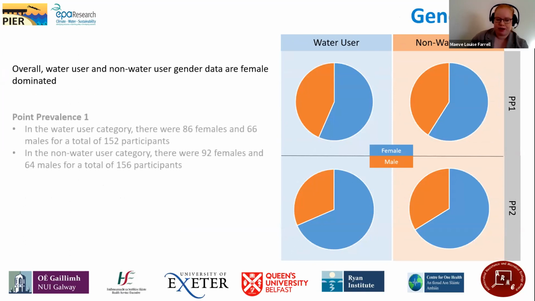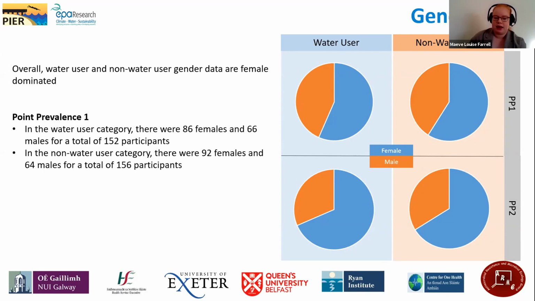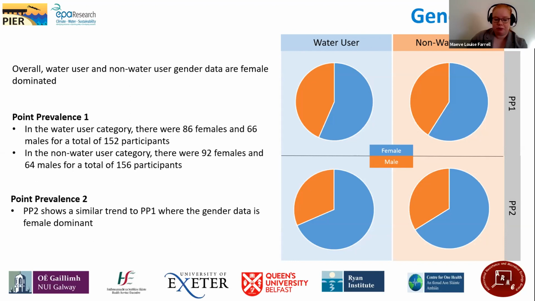And then to go through our gender data, as you can see, it's very obviously female dominated. With regards to point prevalence 1, we had 86 to 66 for our water user categories of females to males. And then for our non-water user category, we had 92 to 64 females to males. As you can see also in point prevalence 2, it is quite female dominated. And while we did attempt to rectify this also by making sure to choose both female and male participants, females are most likely to return their packs.